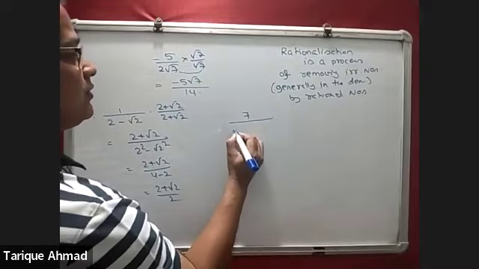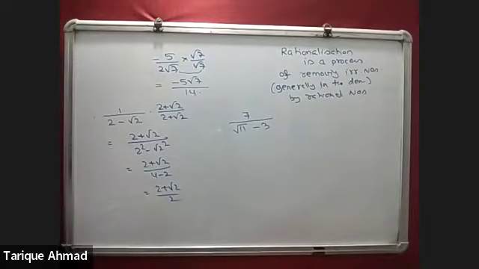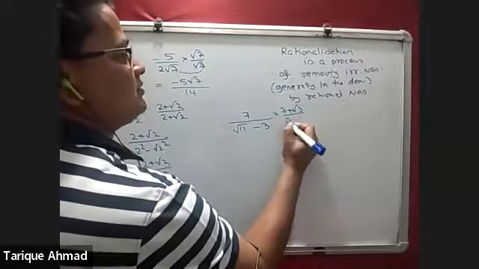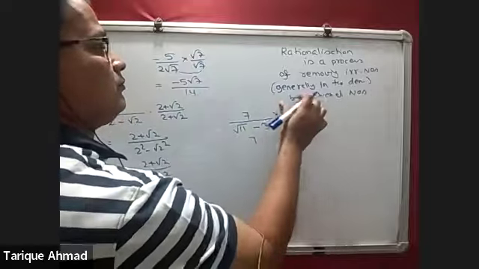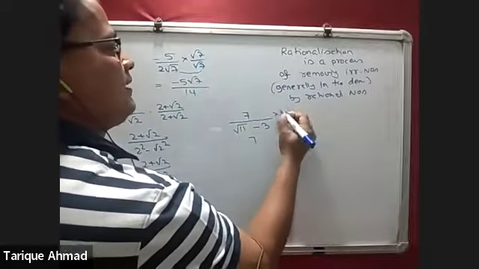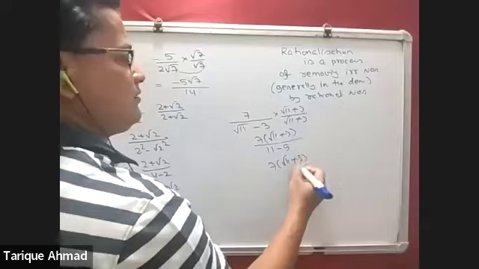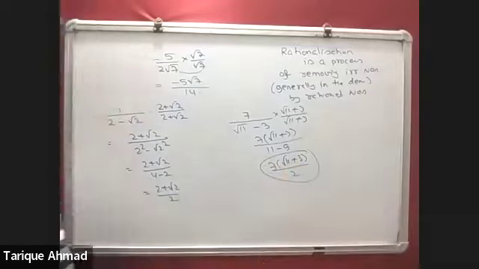7 by root 11 minus 3. Rationalize and tell me the value. 7 bracket root 11 plus 3 upon 2, if we multiply and divide by root 11 plus 3. So here 7 into root 11 plus 3 upon 11 minus 9, which is 7 root 11 plus 3 by 2.